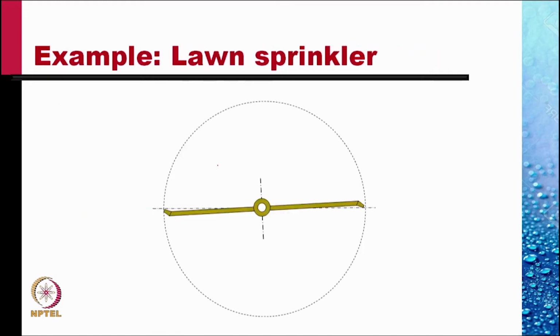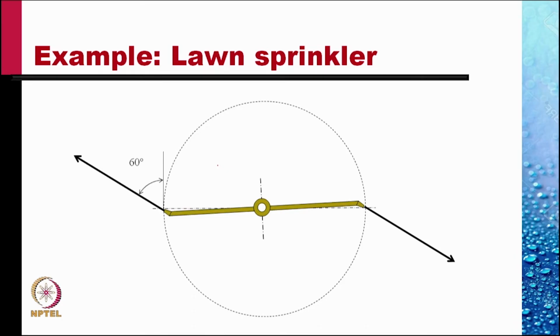We apply this law to a very simple example. Consider a lawn sprinkler. It consists of two arms rotating about a central pivot, a frictionless pivot. There's water coming out at 60 degrees to the edge, and because of this water coming out, the arm rotates. We have to determine, if there is no friction, what is the rate at which the arm rotates.